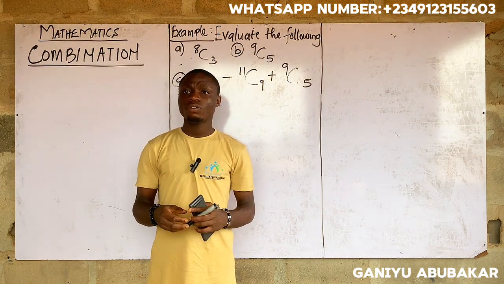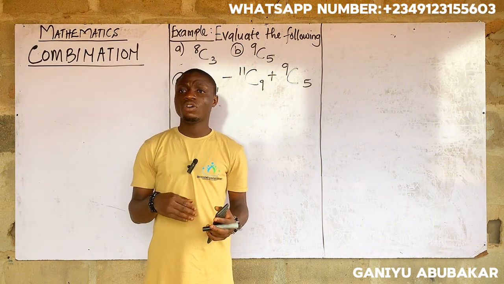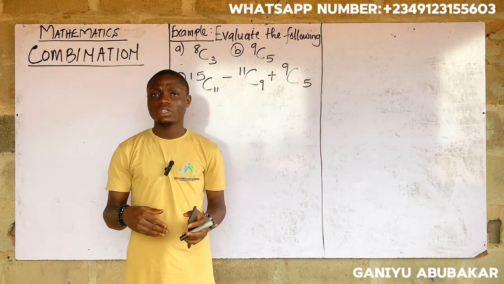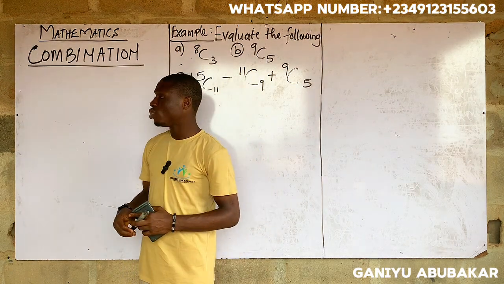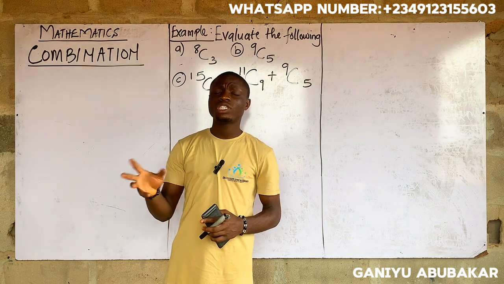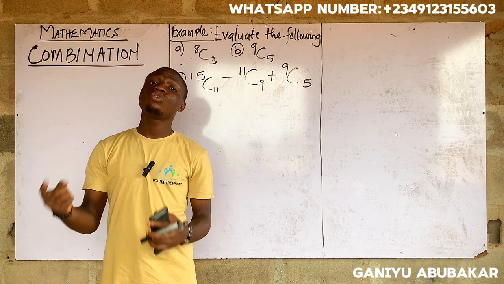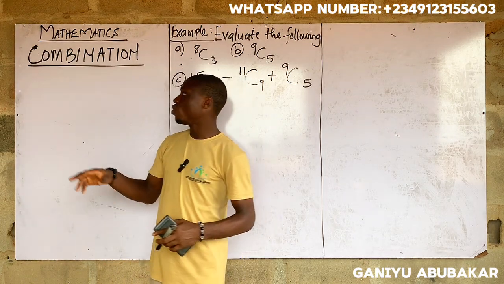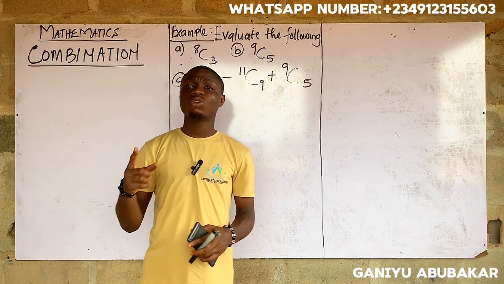By definition, combination can be defined as the selection or choosing of n different objects taking r at a time. So when it comes to combination, the key concept to watch out for is simply selection or choosing. When the word is selection or choosing, they're talking about combination. But when I hear the word arrangement, that's with what?